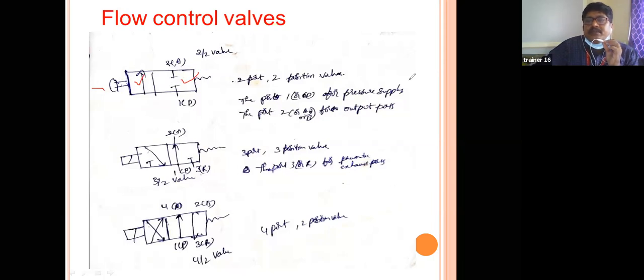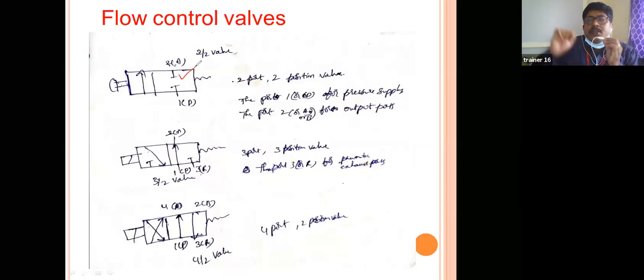Is it clear? When you push the button, initially, again I'm repeating, this is the position, right? When you push the button, automatically this position will come here. So then the flow occurs. Again, when you push the button, it comes to the original position.